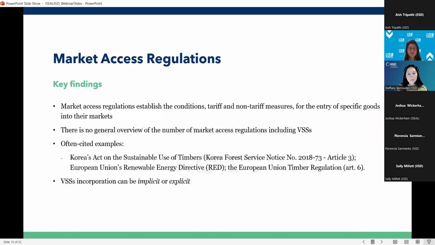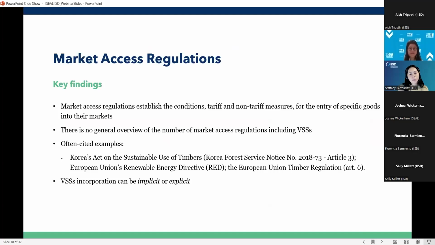Next slide, please. So for market access regulations, we found that VSS are being used in regulations that establish the conditions for the entry of specific goods or products into markets. Some examples of these are Korea's Act on the Sustainable Use of Timbers, which explicitly mentions voluntary sustainability standards, as it requires that timber or timber products entering their market are compliant with some VSS, such as the Forest Stewardship Council or the PEFC, and compliance is verified by the inspection agency at the point of entry through forest management or product certificates or other relevant certificates.